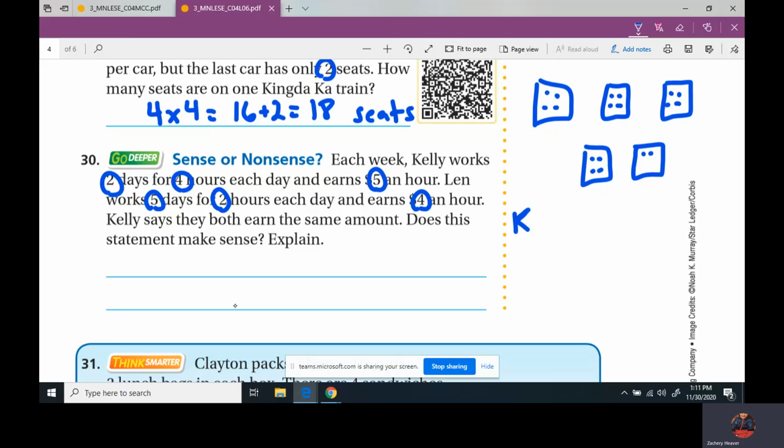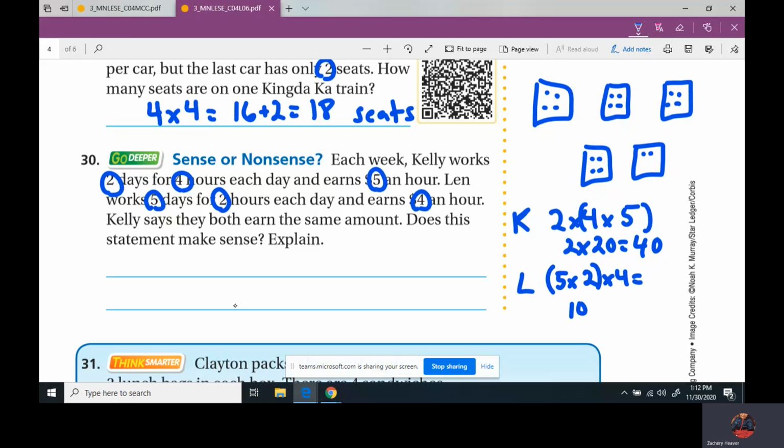Take Kelly. She works 2 days for 4 hours a day and makes $5 an hour. Well, let's figure this out. Let's group our 4 and our 5. So 2 times 4 times 5 is 20, and 20 times 2 is 40. So Kelly makes $40. Let's do Lynn. Lynn works 5 days a week for 2 hours for $4 an hour. Let's group our 5 and our 2. So it makes 10 times 4, which equals 40.